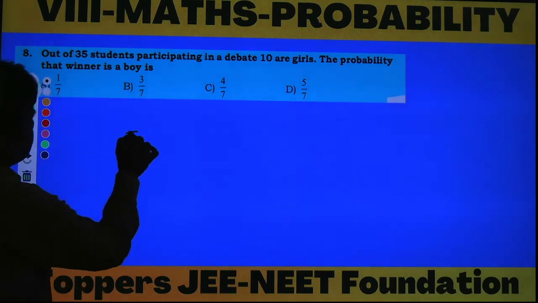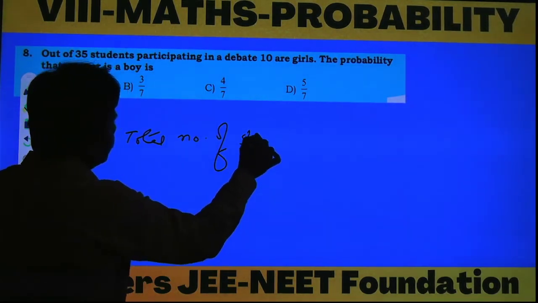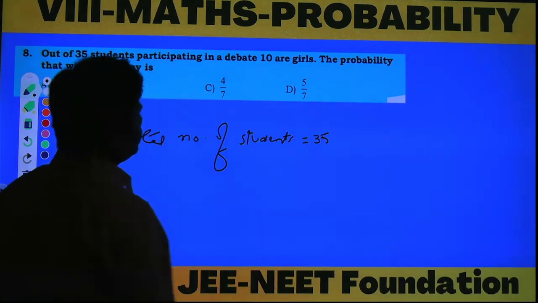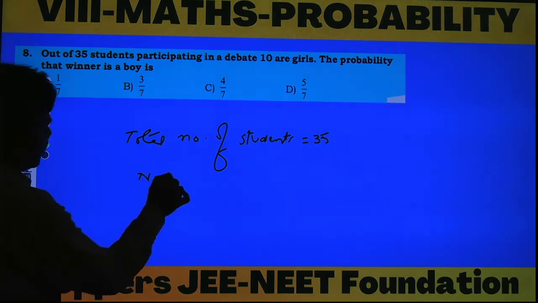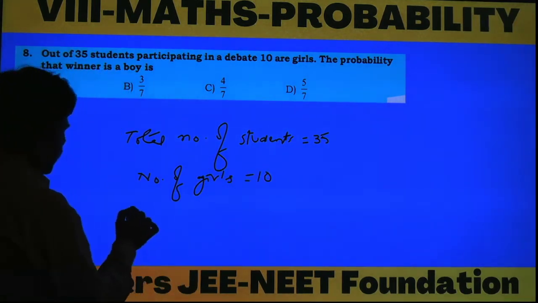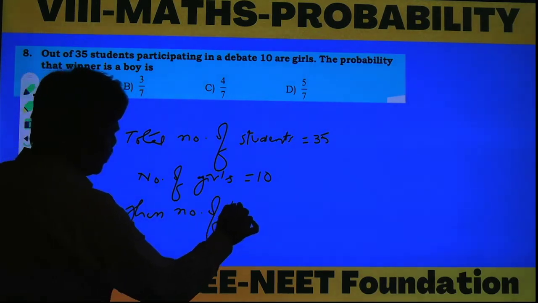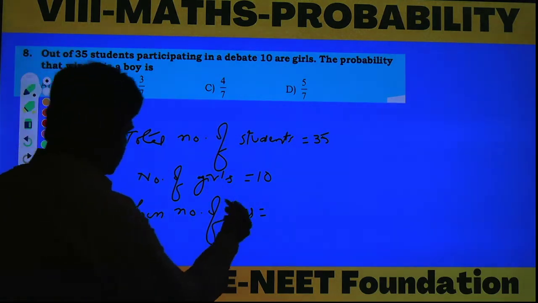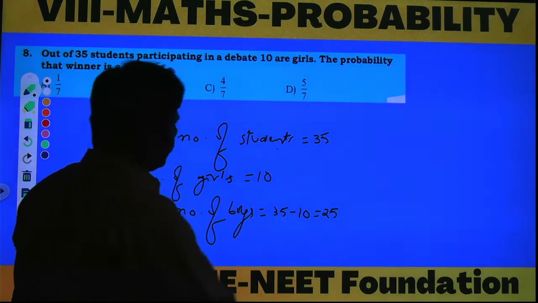Total number of students is equal to 35. Out of this 35, number of girls is 10. Then number of boys is equal to total number of students minus number of girls participated, and 35 minus 10 is equal to 25.